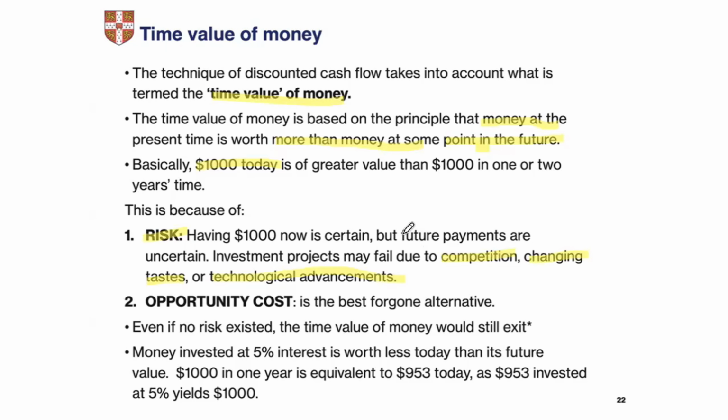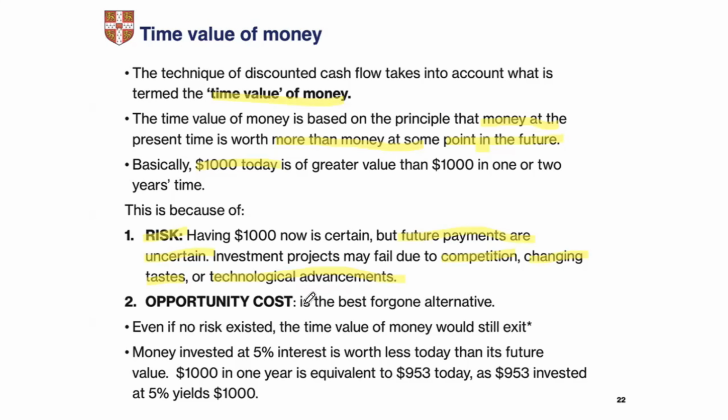Why? Because future payments are not guaranteed. Future payments are uncertain. All right. So because of risk, $1,000 today is worth more than $1,000 in a year or two time. Then the second reason is because of opportunity cost. If we put that $1,000 into an investment, into an interest-bearing account, that $1,000 could generate a return. If we put $1,000 into an interest-bearing account, that $1,000 could generate an interest or a return.